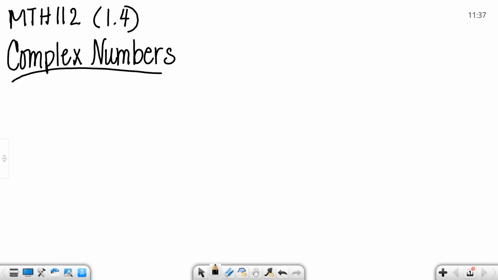Math 112, Lesson 1-4, complex numbers. So complex numbers start with the imaginary number i, which has the value of the square root of -1. Now, up until this point, you've been told you could not take the square root of negative numbers. It's because that was not considered a real number. This is an imaginary number.